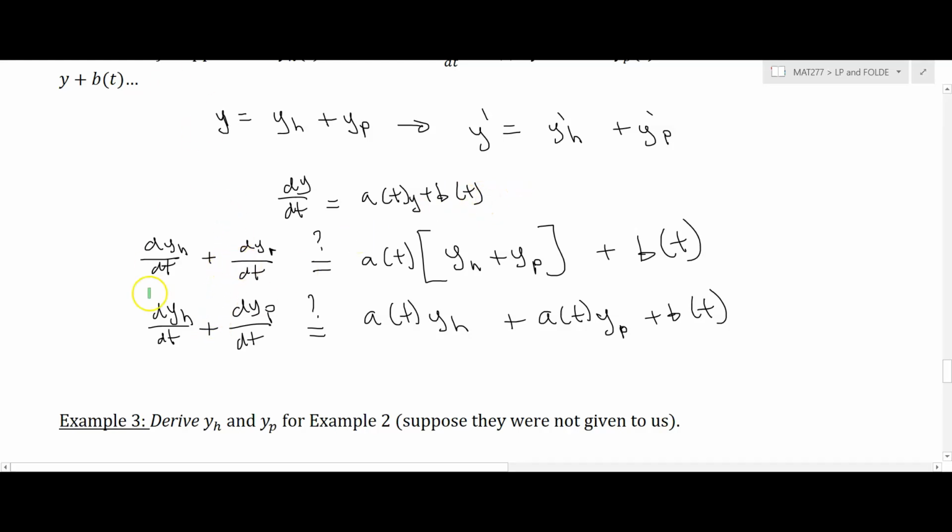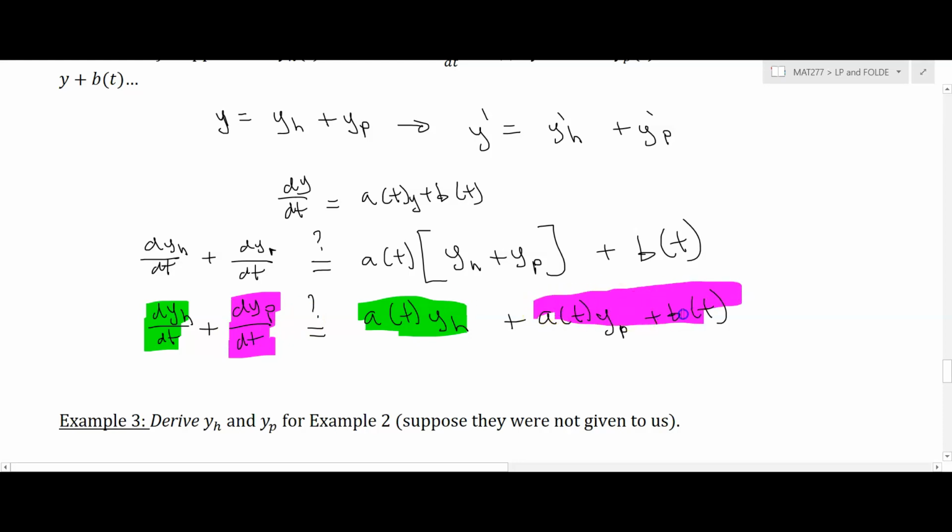So notice that what I have here is y sub h, the derivative of y sub h. Well, what I know that that's equal to is a of t times y sub h, because I know that y sub h is a solution to that homogeneous reduction. I also know that y sub p, its derivative, better be equal to a of t y sub p plus b of t. So the green is equal to the green, the purple is equal to the purple, and therefore these two sides are equal to each other, because the green plus the purple equals the green plus the purple, for a lack of mathematical speak.